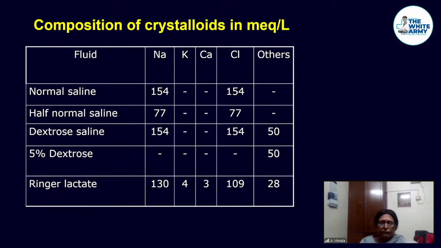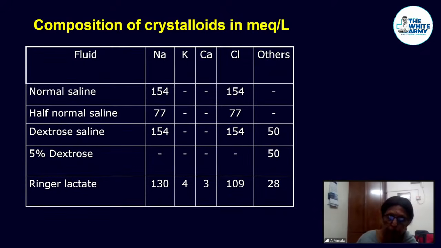Ringer lactate is the most physiological fluid. It contains 130 of sodium, 4 potassium, 3 calcium, and 109 chloride, and bicarbonate will be 28. We don't use ringer lactate as the first line because we are not sure of the renal function. If somebody is brought to the casualty in a shock state, they say that the patient has not passed urine, and you don't have the electrolytes, giving ringer lactate will be suicidal. That is why you usually give normal saline as the first resuscitation fluid.